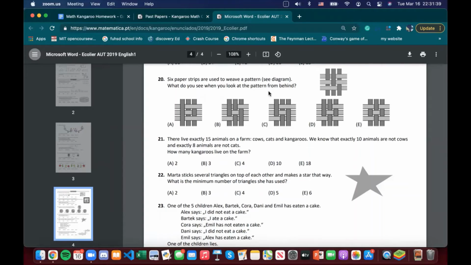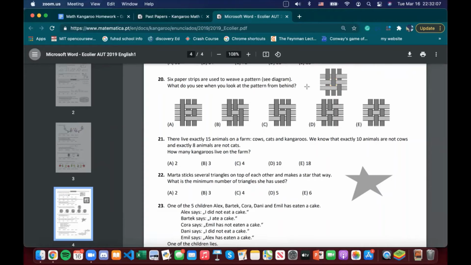Okay, so 20. Here the strategy is to just record important parts. Let's take the center. You see the center here? The gray is over the dark gray. No, the gray is behind the dark gray. And if we flip it over, that means the light gray has to be above the dark gray. And that's all of these. So all of these are possible.